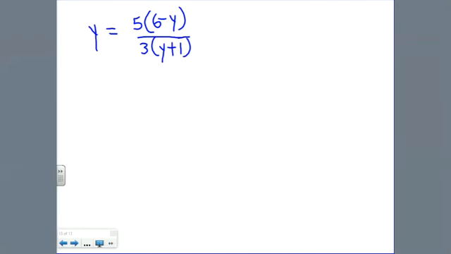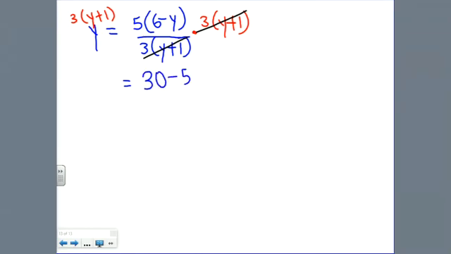Let's distribute, or we can actually eliminate the fraction first. To eliminate the fraction, just multiply both sides by your common denominator. On the right-hand side, the 3 times y plus 1's cancel. And while we're on the right-hand side, let's distribute that 5. So that would give us 30 minus 5y.